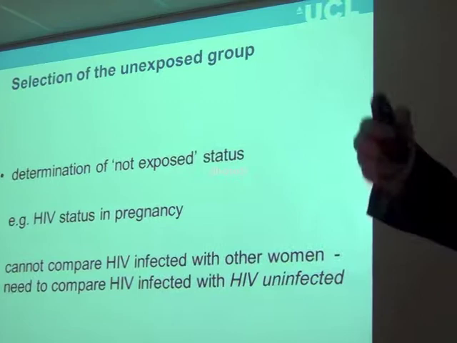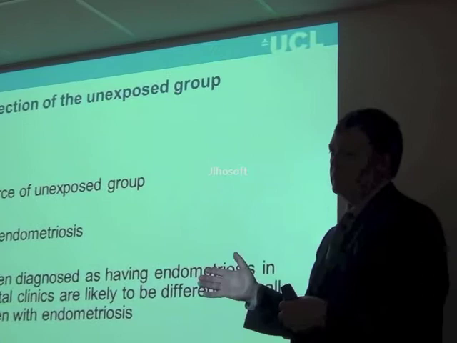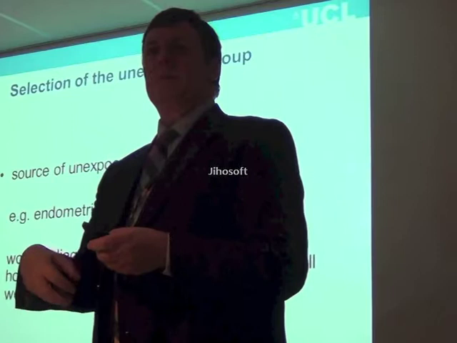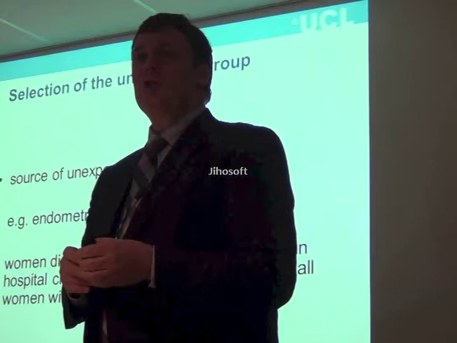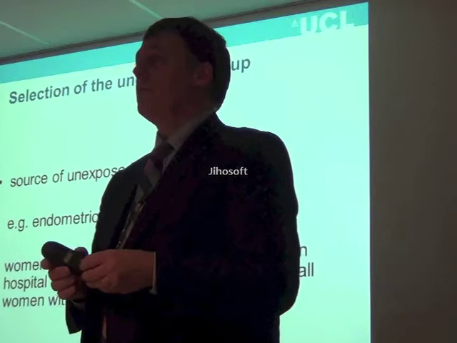And the source of the unexposed group is really important. So endometriosis is a really good example. Do you know how long it takes for the average woman to get her endometriosis diagnosed? Do you know what endometriosis is? Does anybody know what endometriosis is? Do you get some endometrium in your pelvis, in your abdomen? Do you know how long it takes to get diagnosed? The clinicians amongst you? Have a guess. The median duration of time for diagnosis. 10 years. Nope, in the UK. Ooh, closer. 17 years. 17 years.